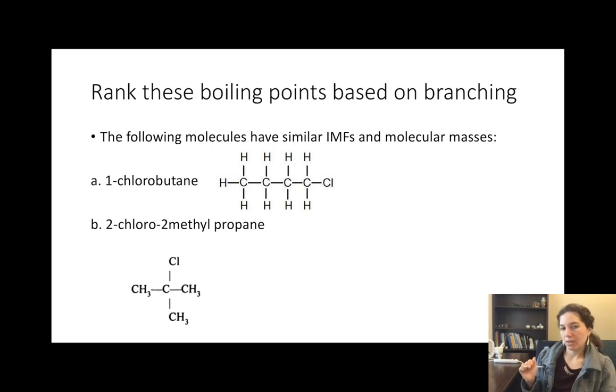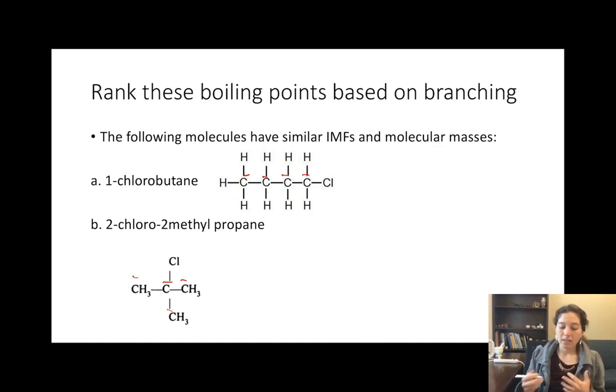Let's discuss the answer to this one. If we look, each of these molecules actually has the exact same molecular mass because they have the exact same components. We've got 1, 2, 3, 4 carbons, 1, 2, 3, 4 carbons. We've got the same amount of hydrogens and the same amount of chlorines. The only difference is their location.